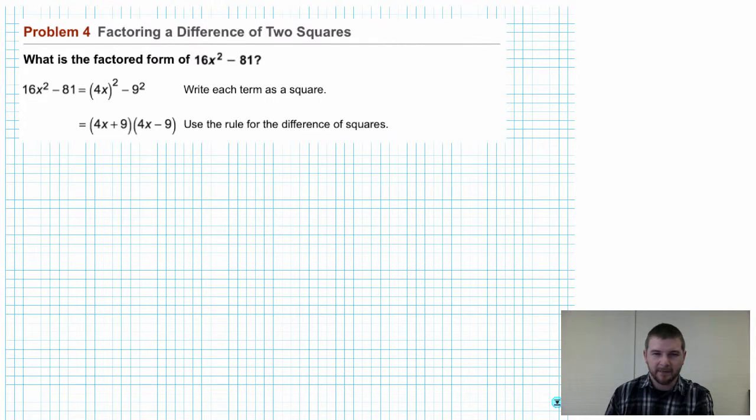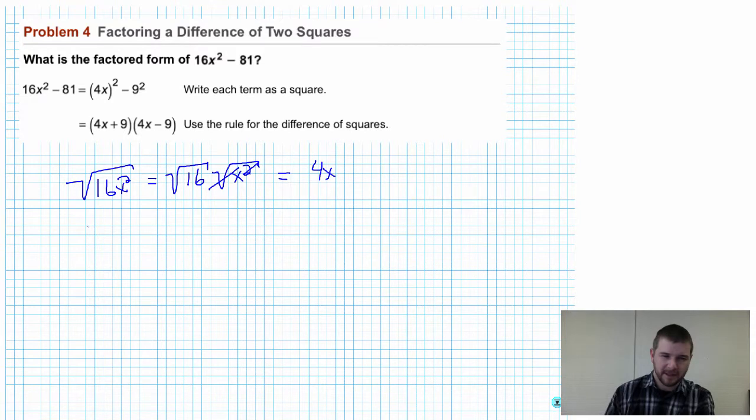Notice also that the first term is a perfect square. Keep in mind that the square root sign can apply both to the 16 and to the x squared separately, if you'd like to think of it that way. The principal square root of 16 is 4, and the square root of x squared is simply x. Notice also 81 is a perfect square. The principal square root of 81 is 9.